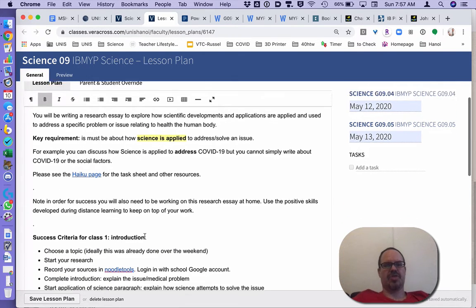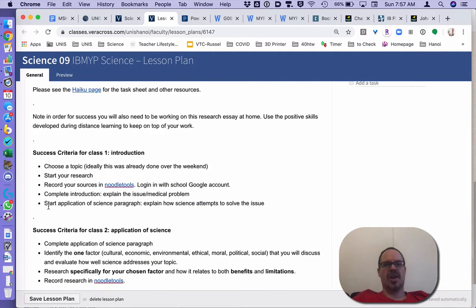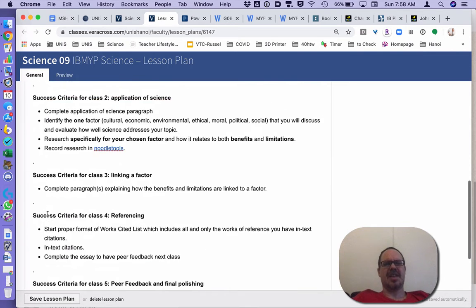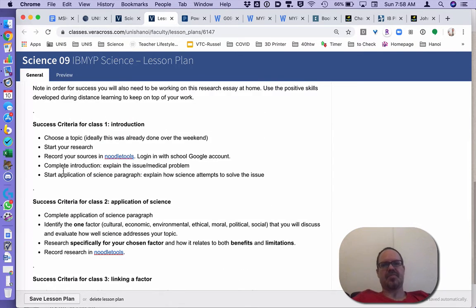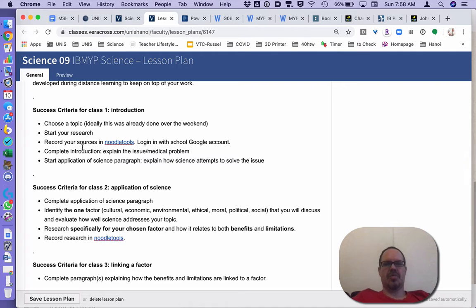We're going to go to the Haiku page shortly, but I've broken the task down into smaller steps so you can see what you should get done every day. First day, I'm not going to read it all, I'll let you read it. I'm going to give some highlights. On the first day, you find out your topic, do your first basic research, and complete the introduction.